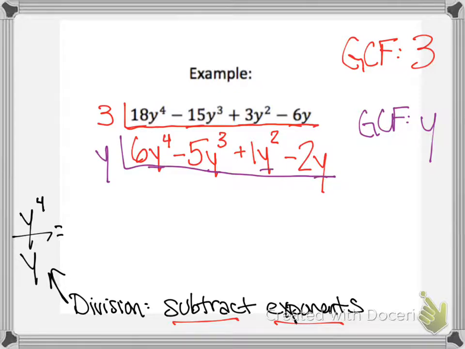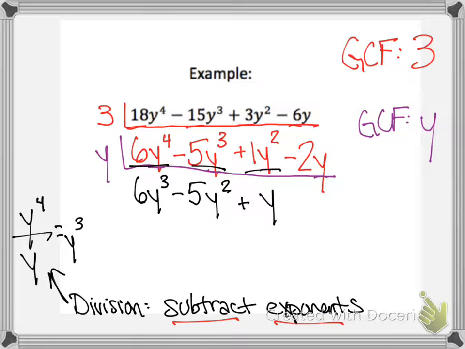So y to the fourth divided by y is actually y to the third power. So when I take 6y to the fourth divided by y, I get 6y to the third power. 5y to the third divided by y, I get 5y to the second power. 1y to the second power divided by y, I get just plain old y. And 2y divided by y, my y's are actually going to cancel out, so I'm left with just -2.